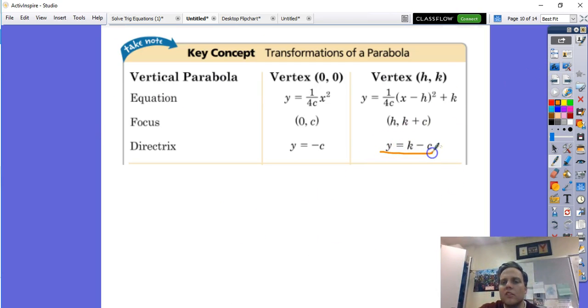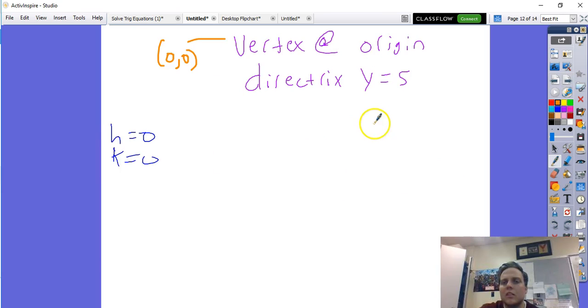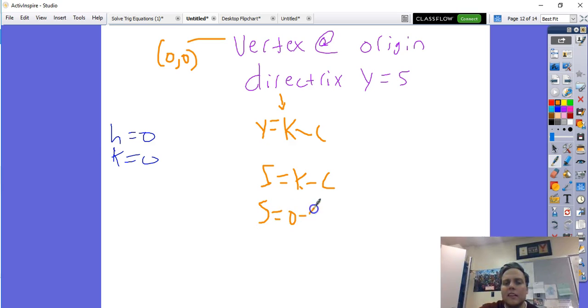We know that the directrix is equal to Y equals K minus C. Well, if Y is K minus C and Y equals 5, I can take this 5 and I can substitute in for that Y. So I can say 5 is equal to K minus C. Well, from the vertex, I know that the K value is 0. So this is 5 is equal to 0 minus C. Well, then I know that 5 is equal to -C. So I just divide both sides by -1. And I get that C is equal to -5.